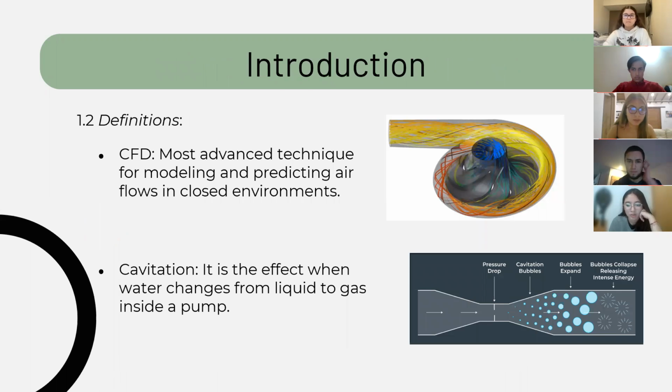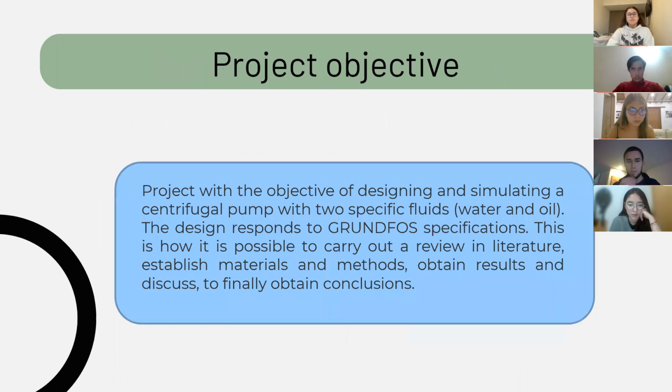It's important to carry out a literature review in order to understand important meanings around the development of the project, such as those present below. This is the objective of the project: the design and simulation of a centrifugal pump with two specific fluids, water and oil. The design responds to given specifications. This is how it is possible to carry out a review of literature, establish materials and methods, obtain results, and discuss to finally obtain conclusions.